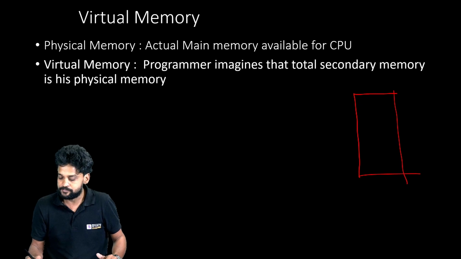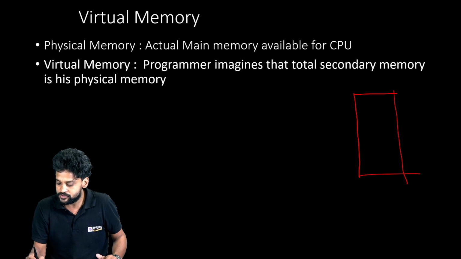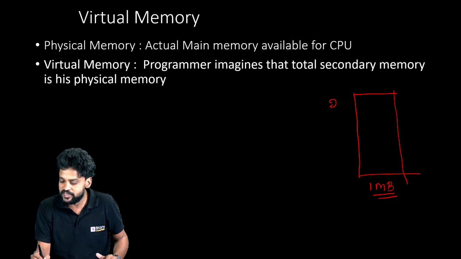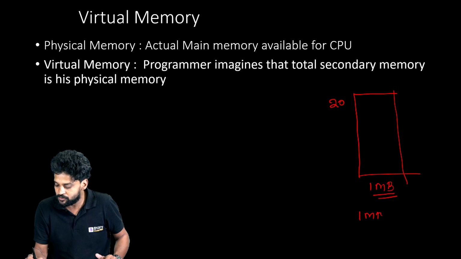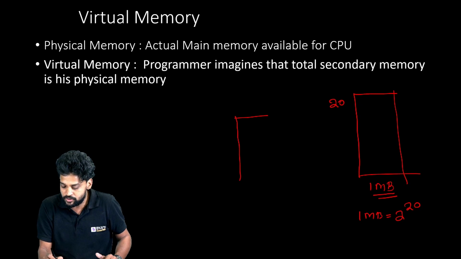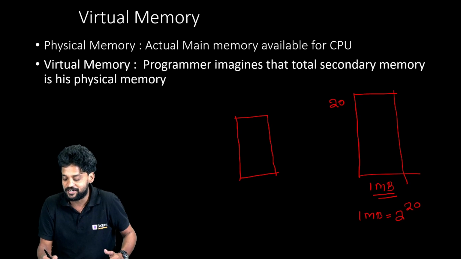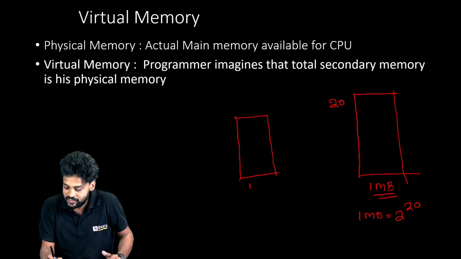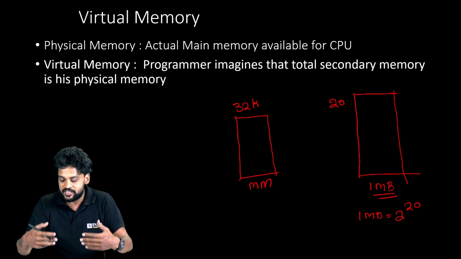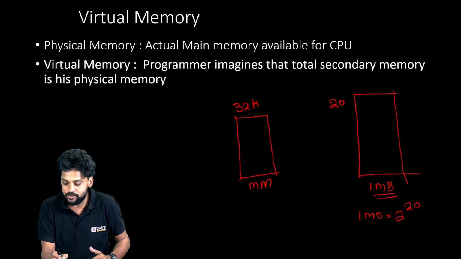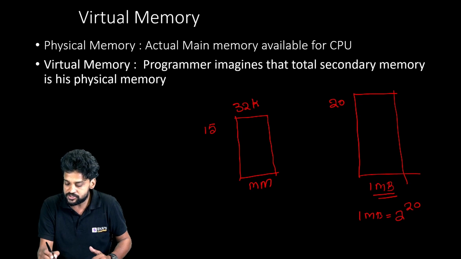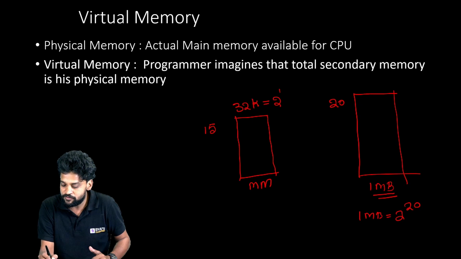This is my secondary memory. The secondary memory size is, let us say, 1 MB. In order to represent 1 MB, I require 20 bits, since 1 MB is equal to 2 power 20. The system also has a physical memory, the main memory, which is equal to 32K. In order to represent any address within the main memory of 32K, I require 15 bits, since 32K is equal to 2 power 15.